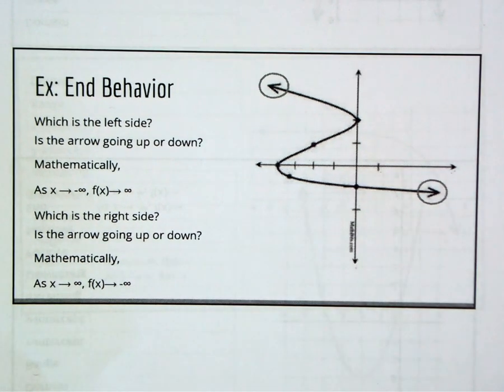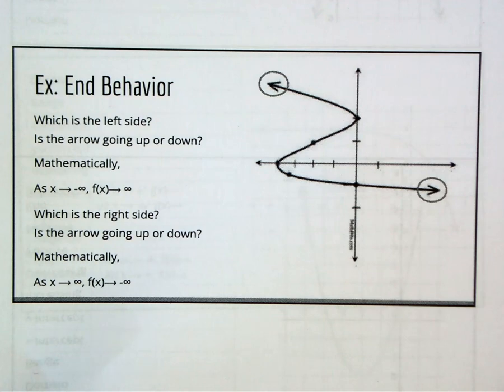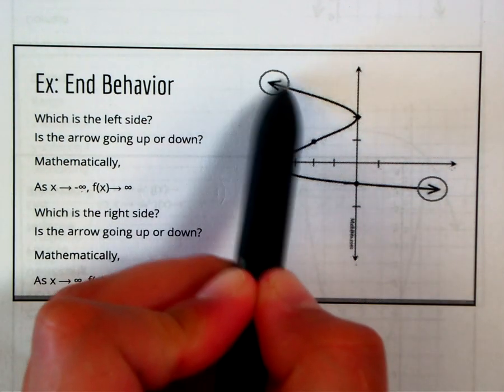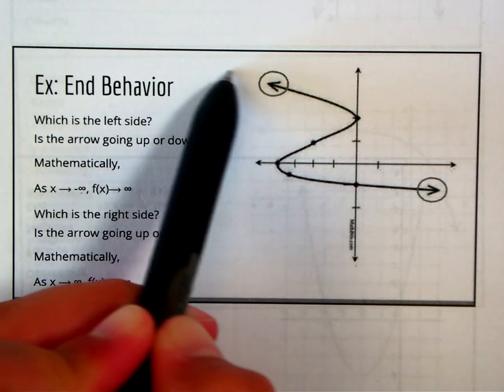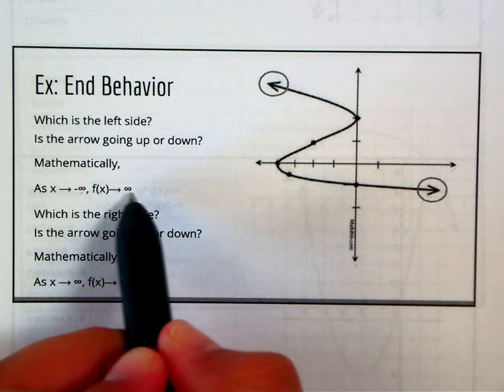All right, and then your end behavior on this one. So we've got two sides of the function, left side and right side. This left side function, as x approaches negative infinity, what is f of x doing? Are my y values increasing or decreasing? Well, that graph is getting a little bit taller, so we would say it's increasing, and so it would be approaching positive infinity.